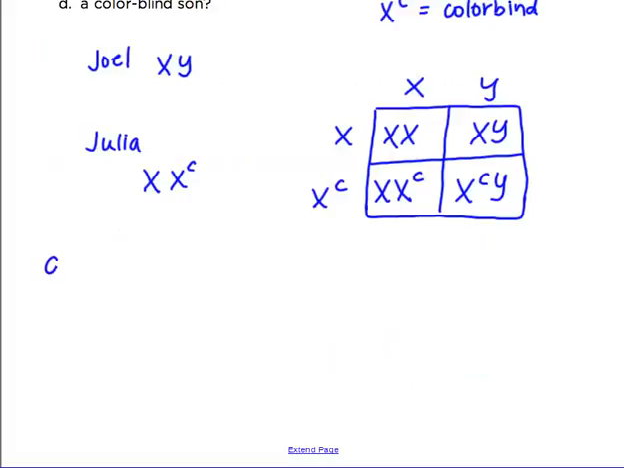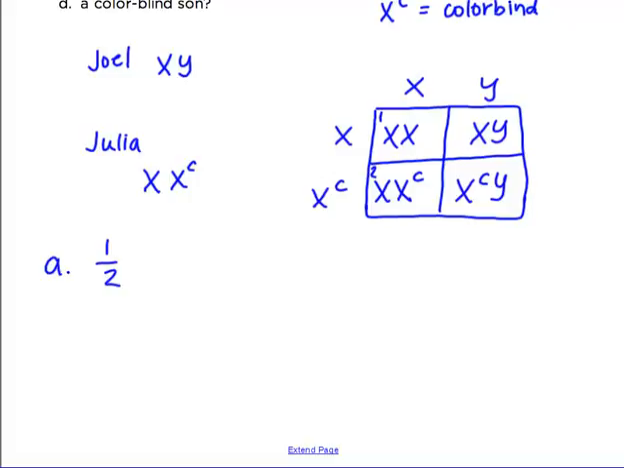So the probability of having a daughter is 1/2. We've done that over and over again. Now, what is the probability that a daughter would have normal vision? If you look, these two, this one and 2, are the daughters of the offspring.